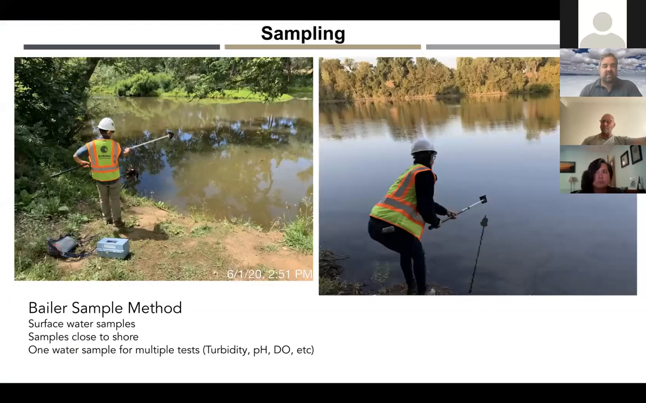So water sampling, different types of water sampling you can do. When you have a bigger area, you have a bailer system, which is essentially getting a cup out there, taking these water samples, and then measuring for different tests: turbidity, pH, and dissolved oxygen, what we call DO. Turbidity is how cloudy the water is, or turbid, chocolate milk is a common thing that people say, or really clear, and everything in between.